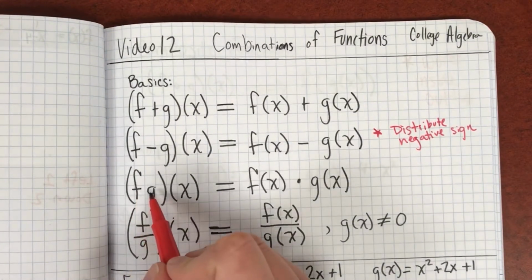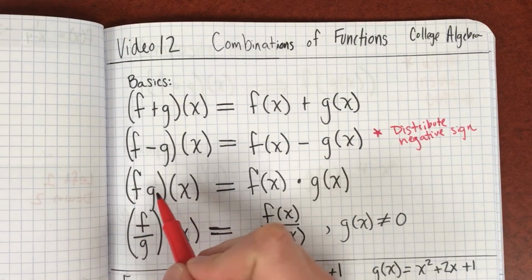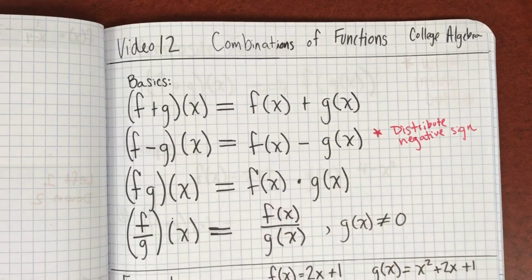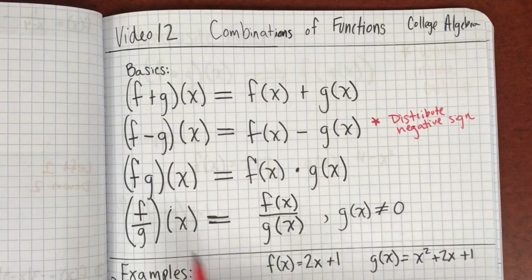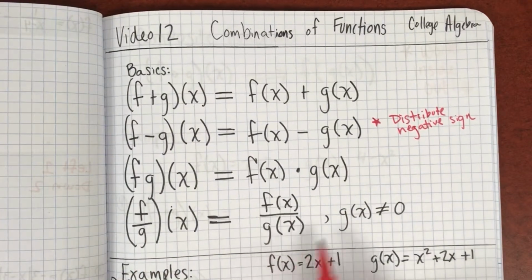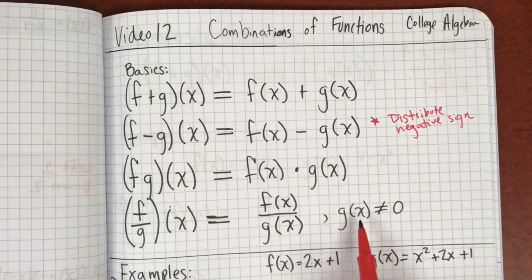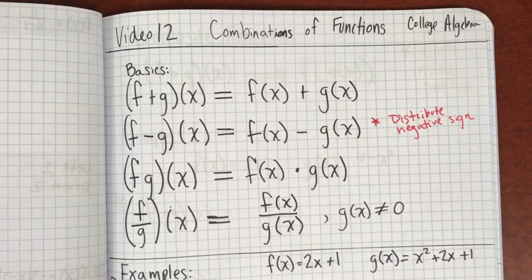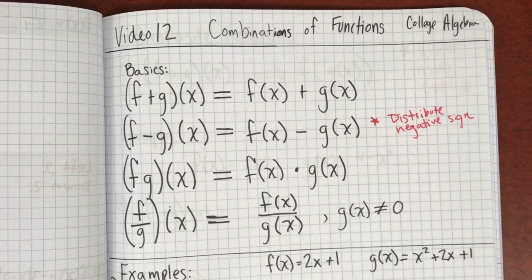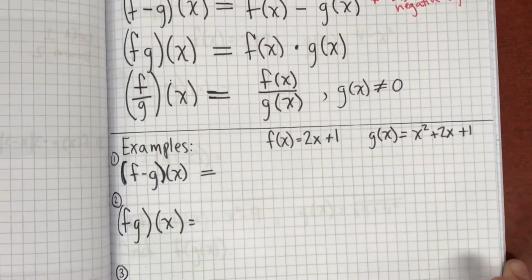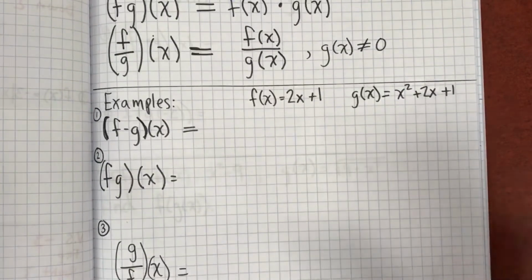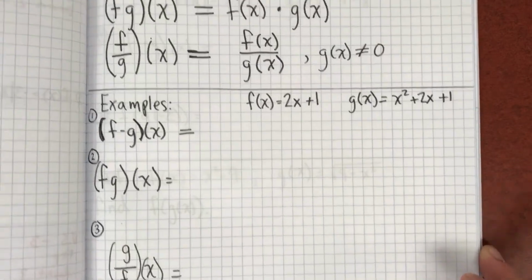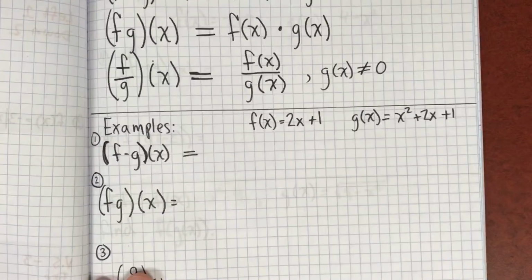Okay, f times g, remember when there's no sign in between them, that means multiplication. So I'm just multiplying my f and my g function. Okay, and the only other one with division is make sure we specify that the denominator cannot equal 0, because that would make our function invalid. So let's actually just jump into 3 examples of different types of combinations. So first we're going to do subtraction, f minus g.